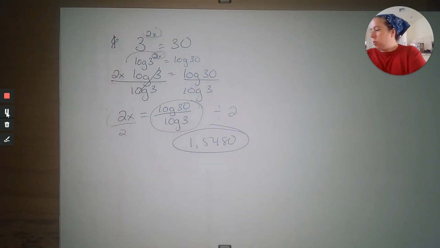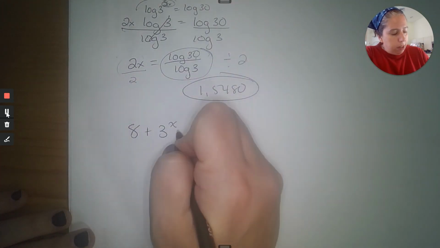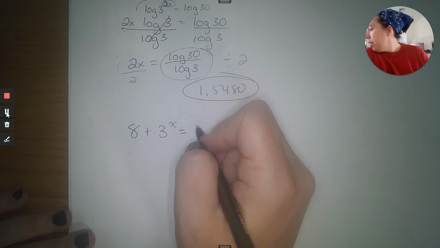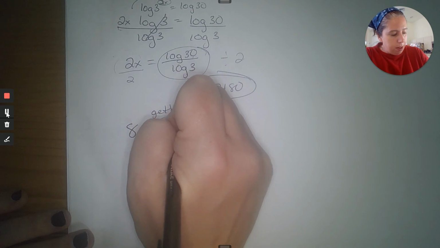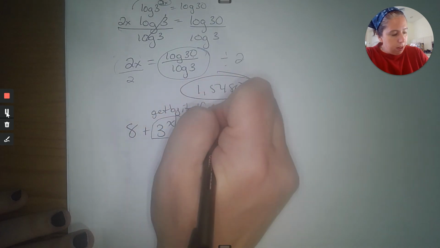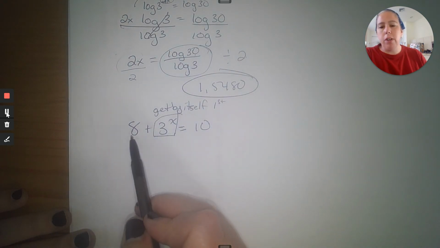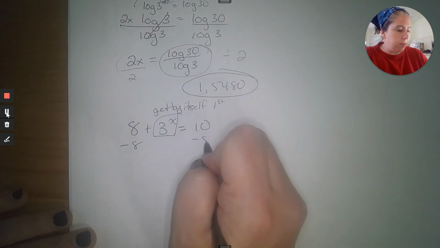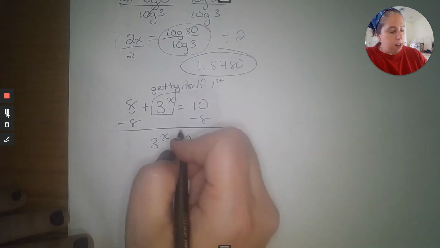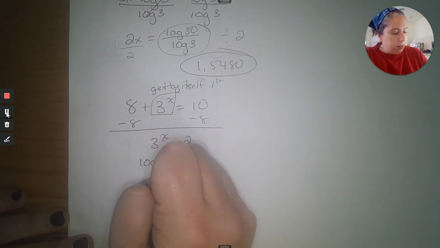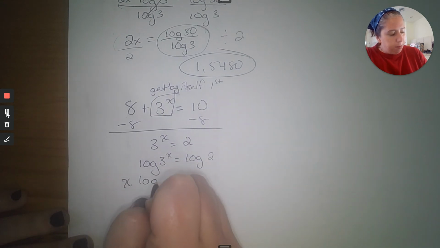Okay, all right, 2 more. They're slightly different. I think you guys know what you're supposed to do. 8 plus 3 to the x equals 10. Okay, guys, you have to get this by itself. So if there's anything else on the same side as what you're being raised to the power, get rid of it. Okay, so how are we going to get rid of this 8? We're going to subtract it. So 3 to the x equals 2, right? Okay, now we're going to hit both sides with the log. Drop the x to the front.